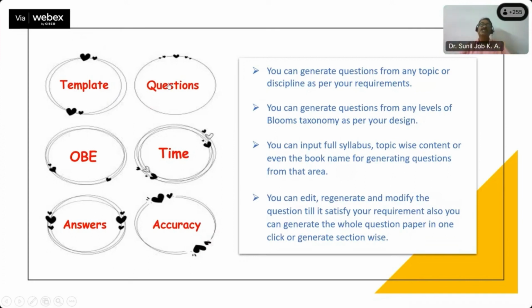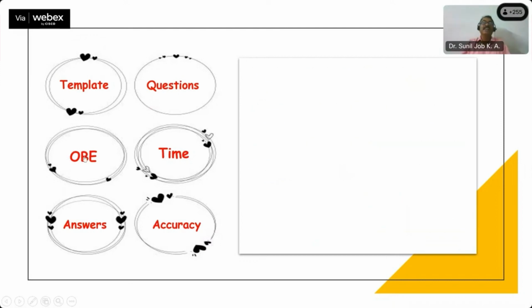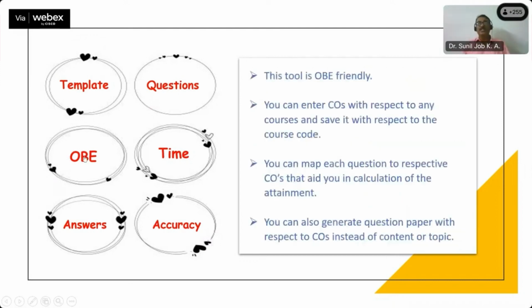Another feature is that our tool, questionpaper.ai, is OBE friendly. OBE friendly in the sense that we cannot keep away from outcome based education, because we are on the way of implementing outcome based education. In outcome based education, we have already planned the COs, and we have gone much ahead on designing the assessment tools.